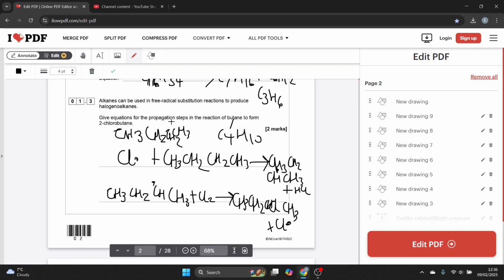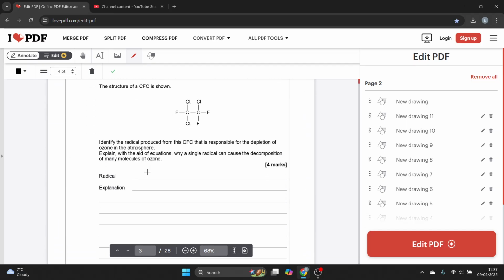So in this question, firstly butane C4H10, then realize I want 2-chlorobutane, so I need to draw it properly like this, and then Cl free radical plus that to form this plus HCl. Because I want 2-chlorobutane, I want the free radical to be on the second carbon. Then add excess chlorine and you form that. You don't swap the hydrogen with the Cl, you add the Cl on, so CH3, CH2, CHCl, CH3 plus chlorine free radical.